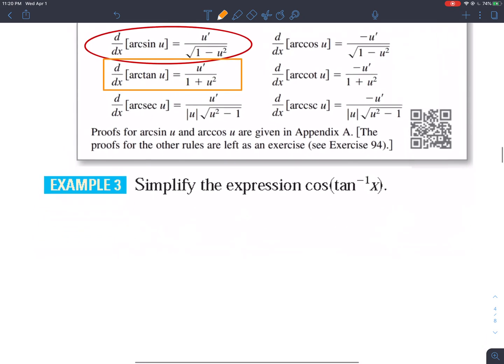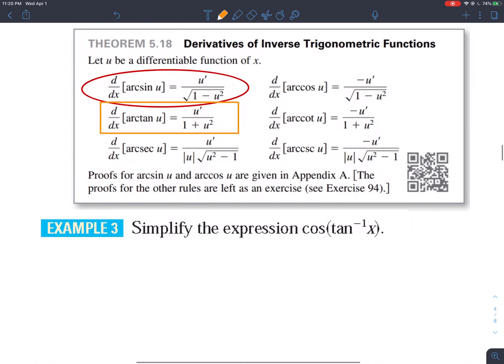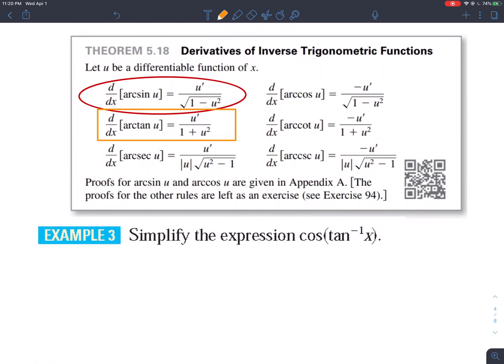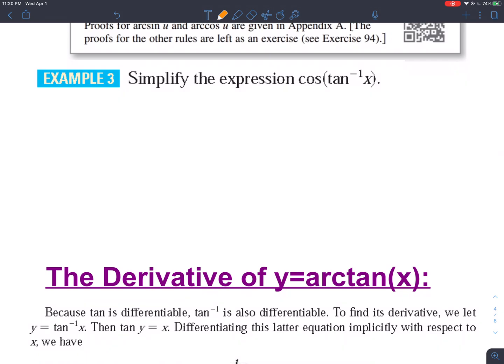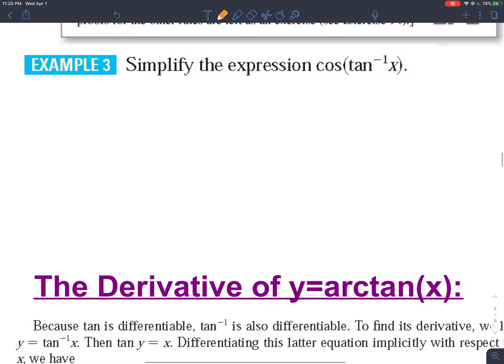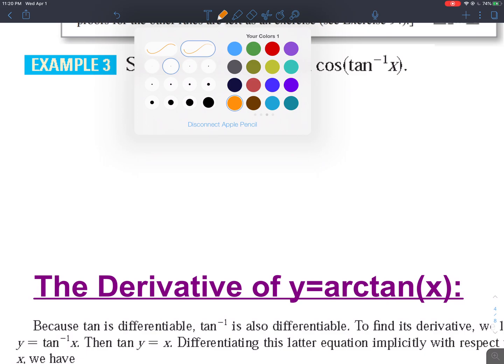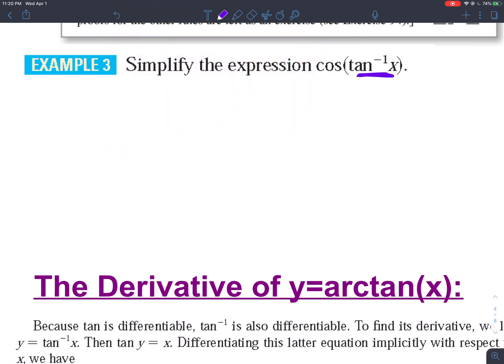All right, let's do one more pre-cal question here. If you needed to, again, pause the screen right here on these, write these down. But let's move on. Simplify the expression cosine of inverse tan. When you're composing two trig functions, especially if one of them is inverse, you need to remember domain restrictions.